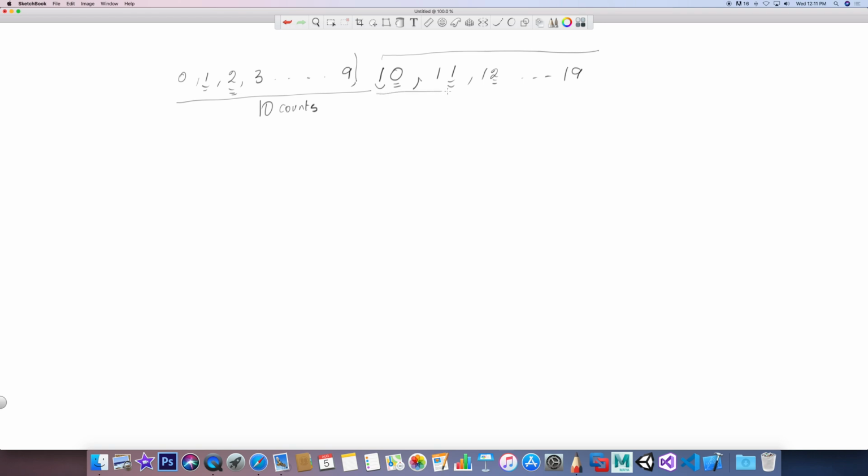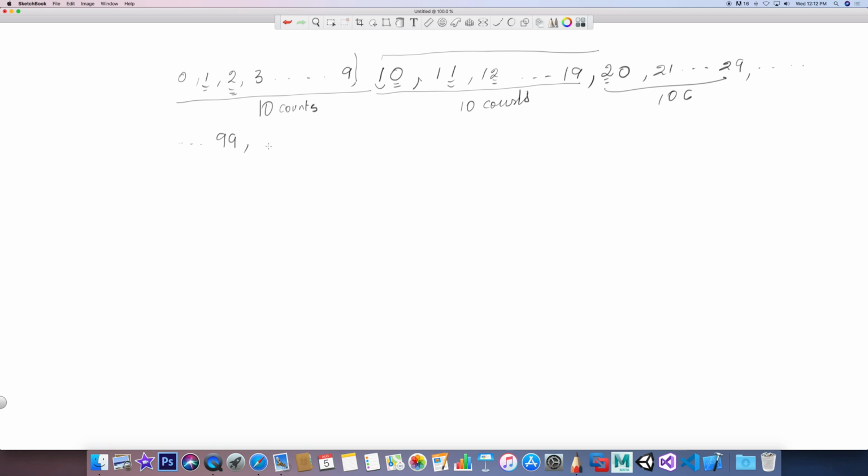And we're doing the same thing here. It's 10 counts. Now we start over again, but notice we increase the second digit by 1. And then again, 2, 1, etc., until we reach 2, 9. And again, this will be 10 counts. Okay? And this goes on until we reach 99.